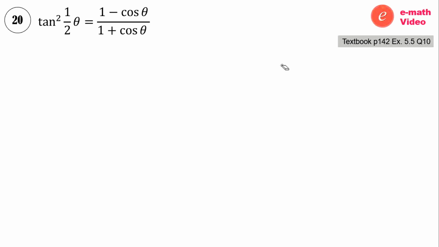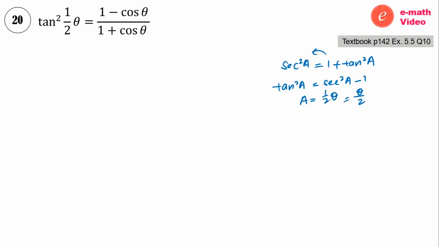20. Okay, for this question, as you can obviously see a tangent square, right? The only formula with tangent square is secant square A equals to 1 plus tangent square A. So tangent square A equals to secant square A, this one moves to the other side, minus 1. And in this case, our A is 1 over 2 theta, which is theta over 2, easier for us to write.